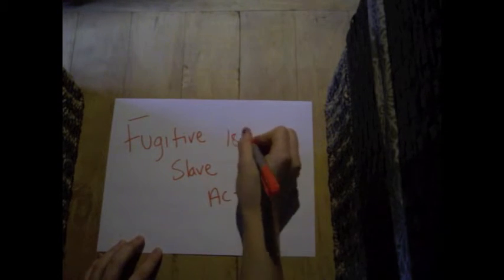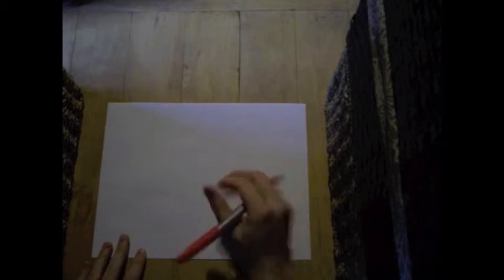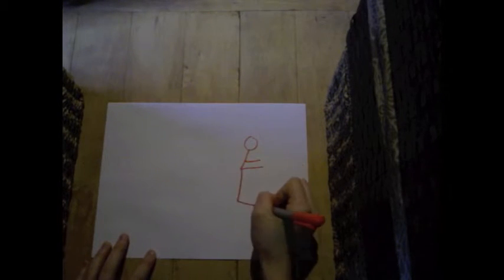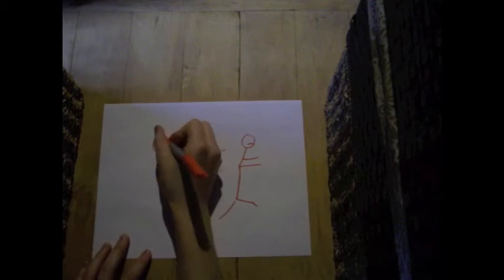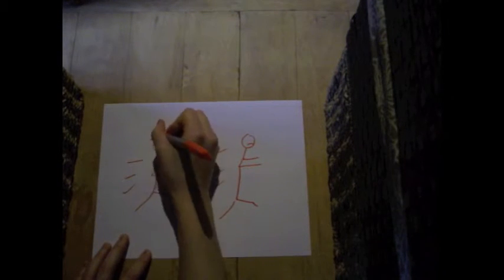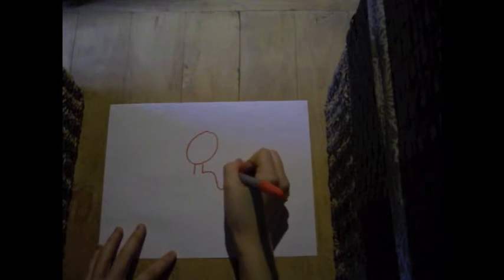Also passed in 1850 was the Fugitive Slave Act. Federal marshals were then told to arrest runaway slaves. People who helped runaway slaves could be put in jail and fined.